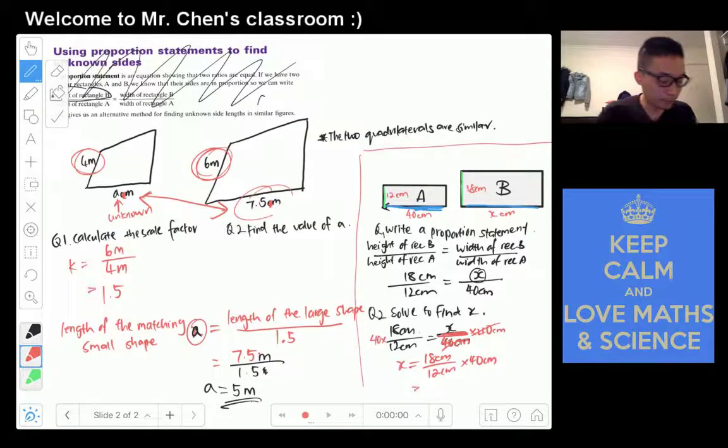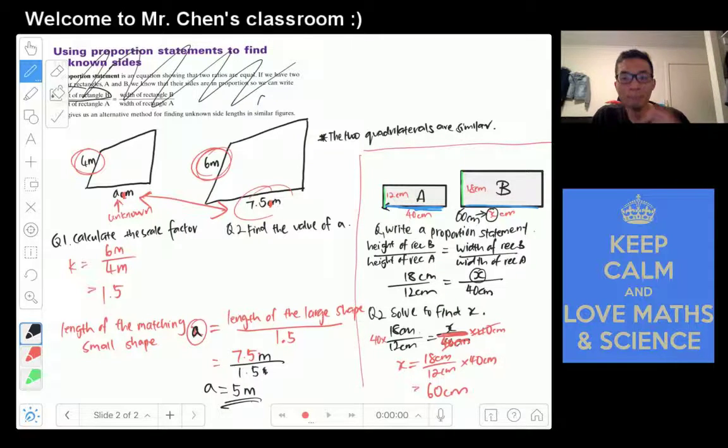So according to that math, what I need to do right now is 18 divided by 12 times 40. It's very straightforward there. 18 divided by 12 times 40 will give me 60 centimeters. So that tells me x is 60 centimeters. X here becomes 60 centimeters. Okay, that is how you find them out. Technically, you can actually just use the scale factor to solve for x, but with the proportion statement, you will never go wrong.